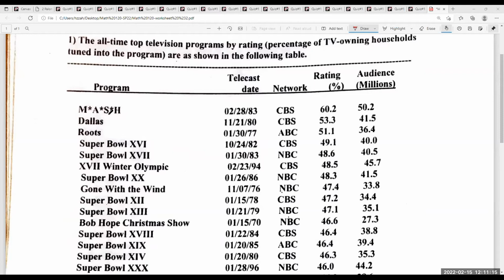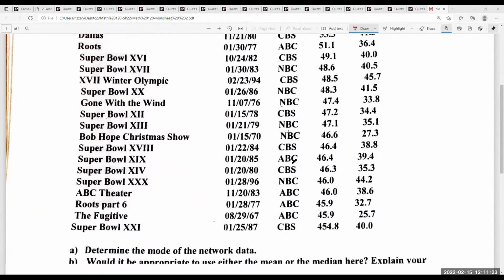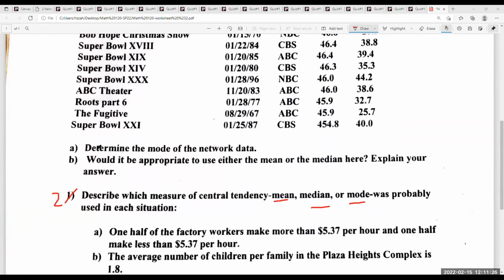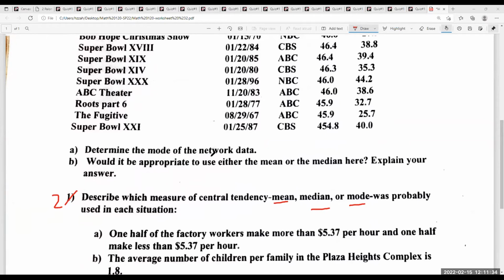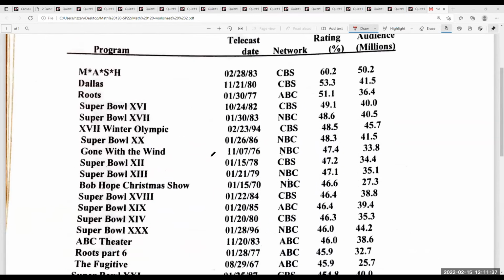Okay, the CBS with the MASH. These are going to give you the numbers, the rating. So this is the information that you have about the rating. What they want you to do is determine the mode of the network data. So it's going to be categorical information. The name of the network is going to be your categories. It's like that last problem that you did have on your quiz. I talked about the number of the weeks, remember? Saturday, Friday, etc. That's the same thing like here. You can do the same thing with that problem.